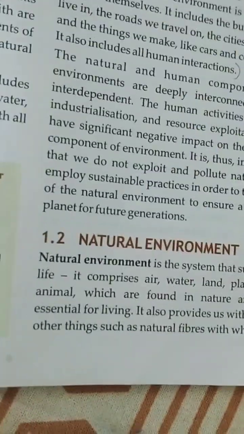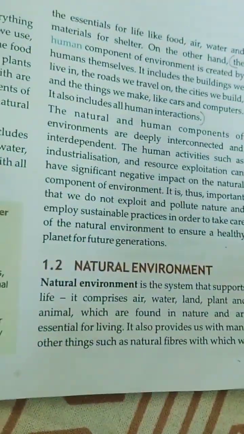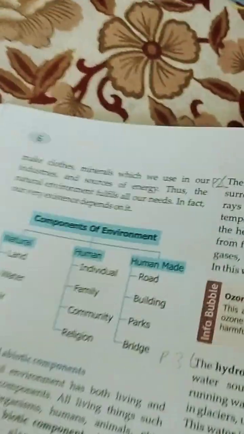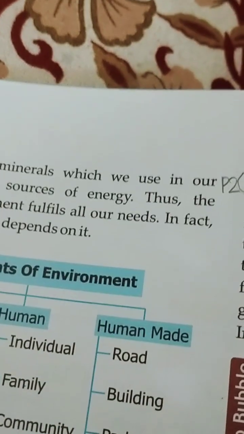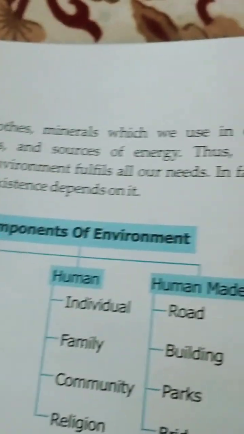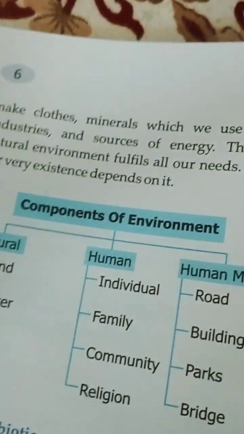So you could have understood that natural environment is a system that supports life. It comprises air, water, land, plants, and animals, which are found in nature and are essential for living. It provides us many other things like natural fibers with which we make clothes, minerals which we use in our industries, and resources of energy. Thus, the natural environment fulfills our needs. In fact, we are dependent on it.